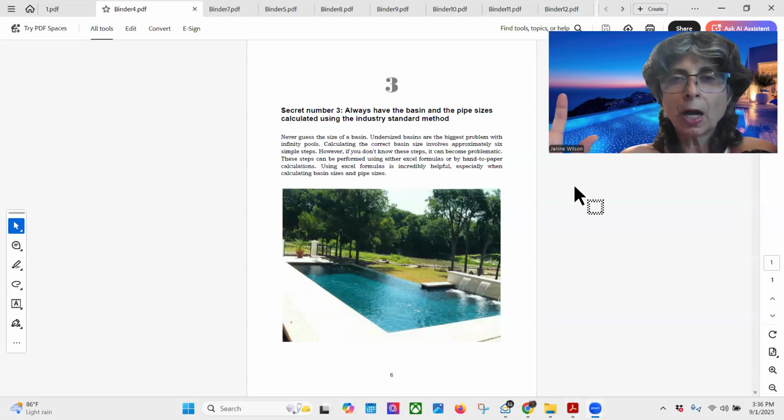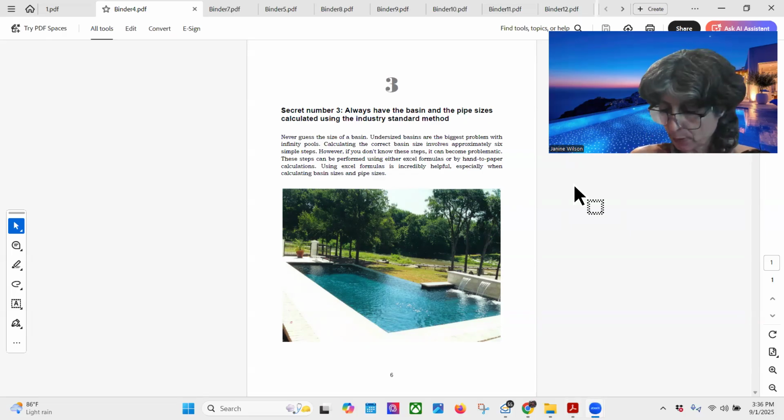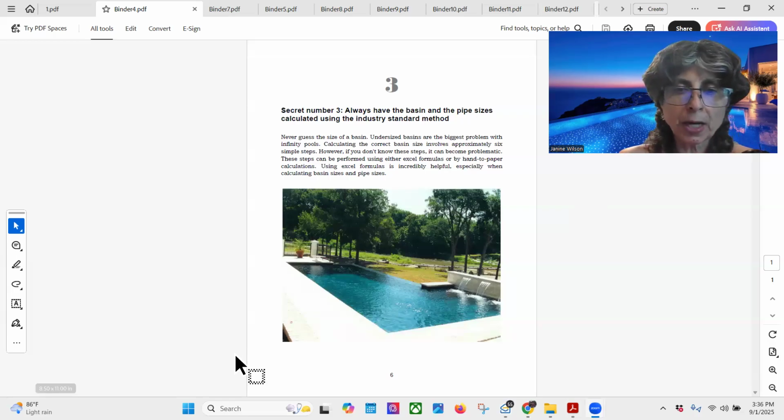So number three is always have the basin calculated using the protocol, the industry standard method. Don't do a napkin approach. A lot of builders will take a napkin, and I have one right here, and write a formula on the back of the napkin, and then say, yeah, that's what we'll use. I have come across that in construction defect cases, and it will not pass any jury whatsoever. So make sure that you're actually getting calculations done. If you can't do them, if you haven't taken a class or workshop, then get a professional.